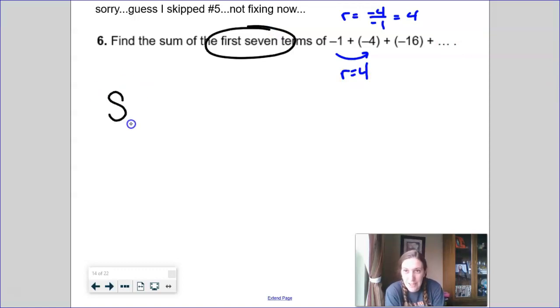All right. Sum of the first 7 terms. It starts off with the first term, which is -1. And then, this is where it gets gross. All right, parenthesis for the numerator, 1 minus.